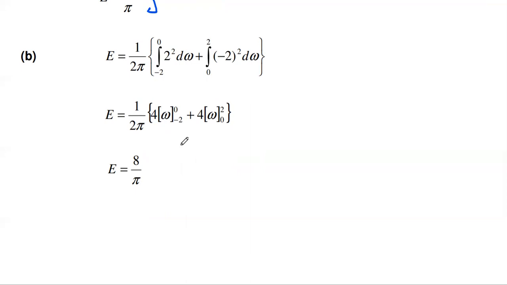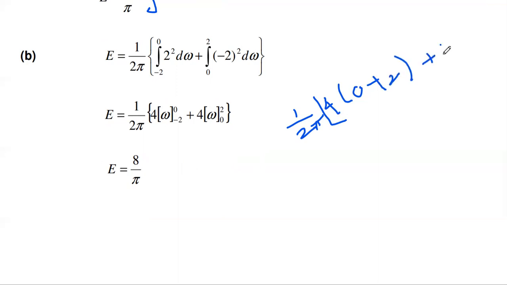So we have 1 divided by 2 pi into the next thing. Substituting the upper limit, that is 4 into the upper limit 0 minus -2, so it is +2. Similarly, plus 4 into the upper limit 2 minus the lower limit 0. Simplifying this, we get 8 divided by pi joules. This is the energy of the second signal.